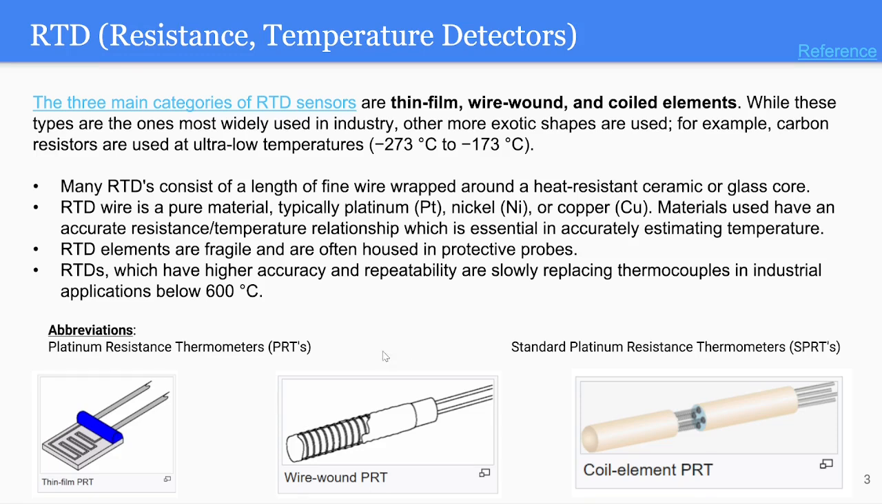Okay. So remember, PRTs stands for platinum resistance thermometers, and SPRT stands for Standard Platinum Resistance Thermometer. So let's move on.